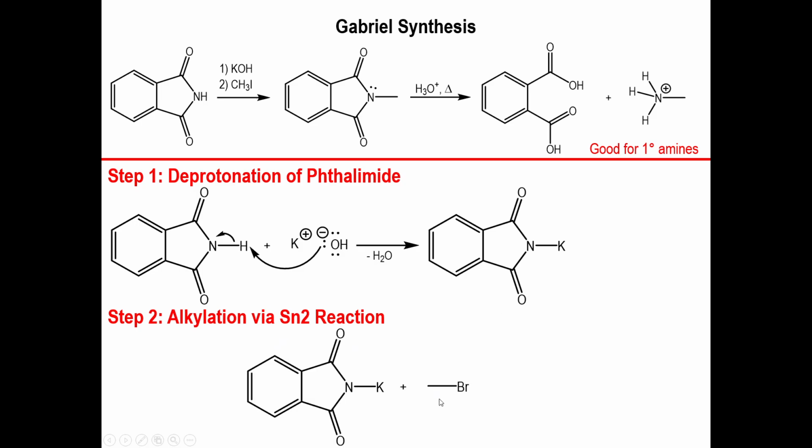So here's where you now introduce, in this case, methyl bromide. Any other good SN2 substrate will do the trick as well. So you attack your carbon, you break that carbon-halogen bond, and now you have created a methylated nitrogen derivative of phthalimide.